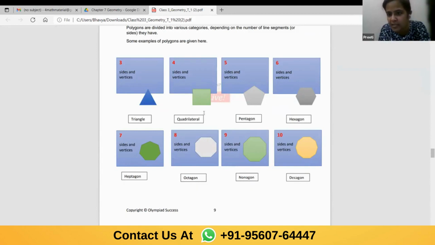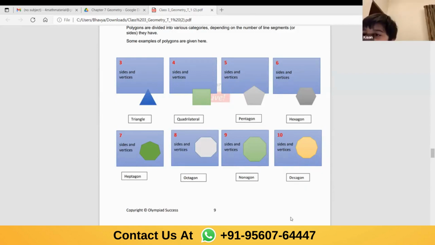A quadrilateral has 4 sides and 4 corners. The number of sides is equal to the number of corners actually. So a pentagon has 5 sides, 5 corners. Hexagon has 6 sides and 6 corners. Heptagon 7 sides, 7 corners. Octagon 8 sides, 8 corners. Nonagon 9 sides, 9 corners. And decagon 10 sides, 10 corners.